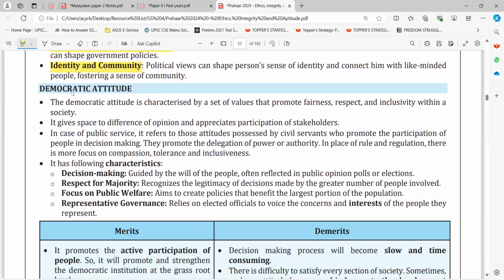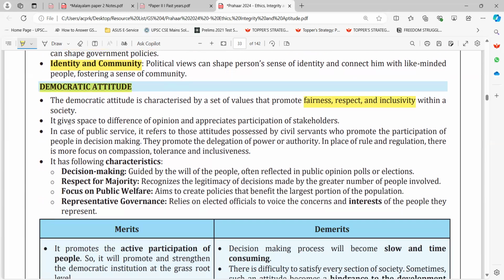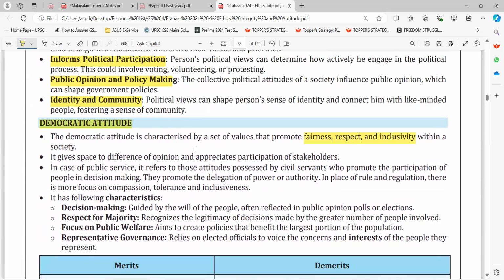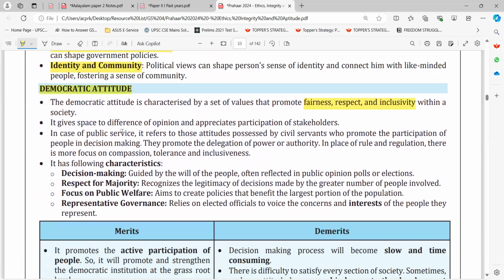of community. Democratic attitude. The democratic attitude is characterized by a set of values that promote fairness, respect, inclusivity within a society. It gives space to difference of opinion and appreciates participation of stakeholders. In case of public service, it refers to those attitudes possessed by civil servants who promote the participation of people in decision making. They promote the delegation of power or authority. In place of rule and regulation, there is more focus on compassion, tolerance, and inclusiveness.